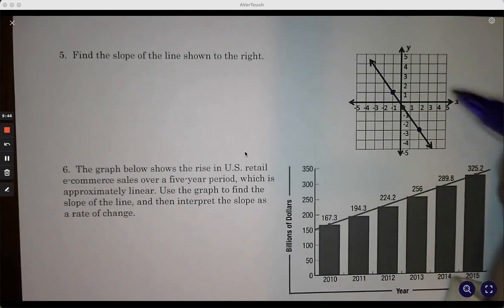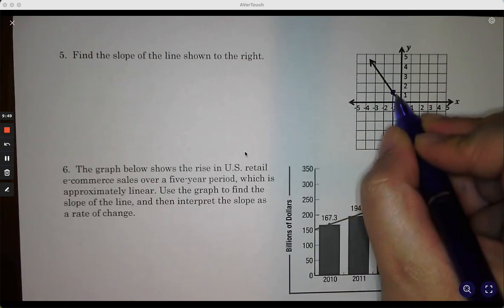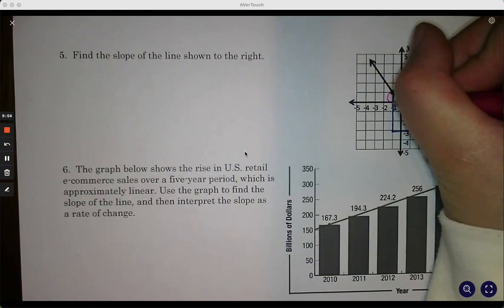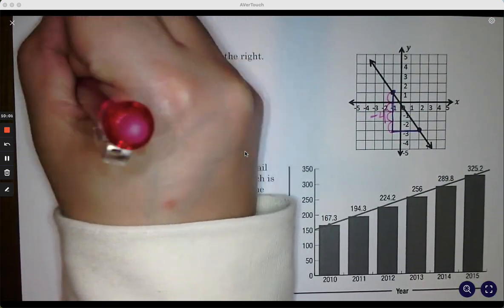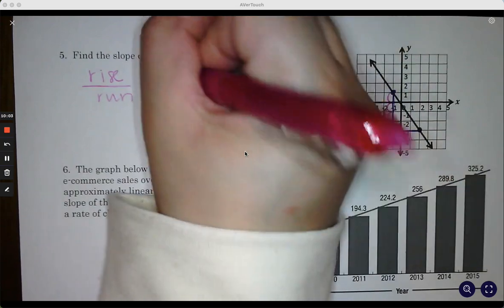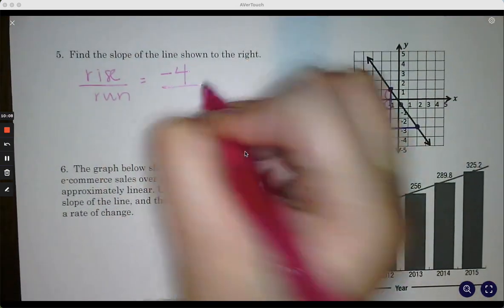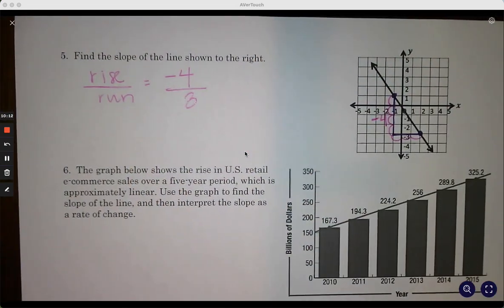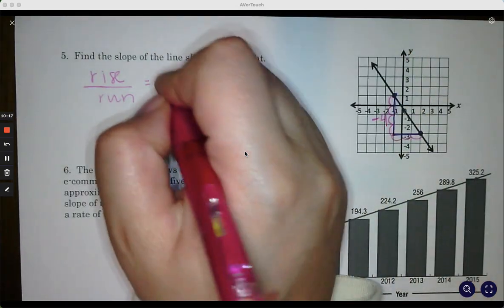So I'm going to connect the dots. The first thing I'm going to do is count down, 2, 3, 4, so it's going to be a negative 4. Remember, we have rise over run. Well, I didn't really rise, I went down 4. Run 1, 2, 3. So 4/3 is my slope.